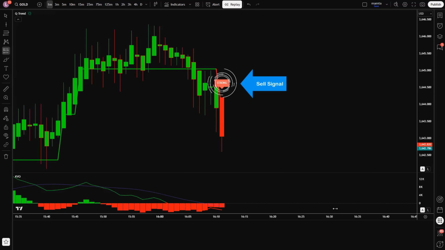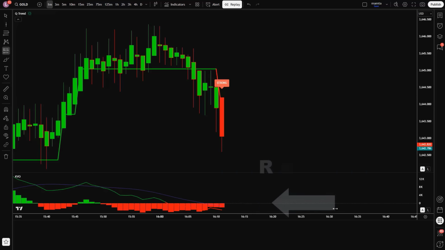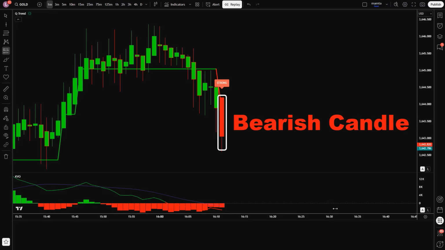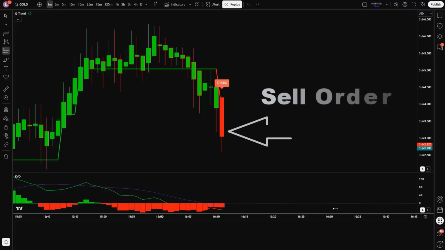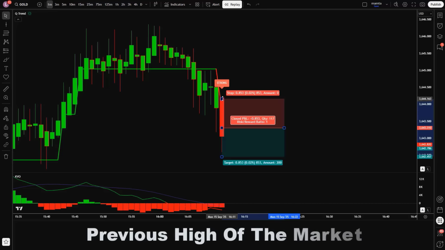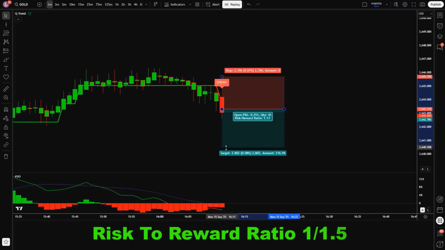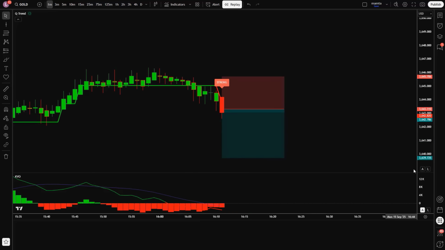When the Q trend indicator gives us a sell signal, when the Klinger volume oscillator indicator shows red color columns, and when the market forms a bearish candle, if this condition is fulfilled, then we will place a sell order. Our stop loss is the previous high of the market, and the risk to reward ratio will be 1:1.5.